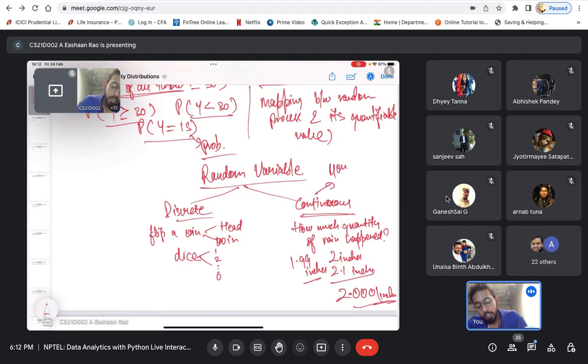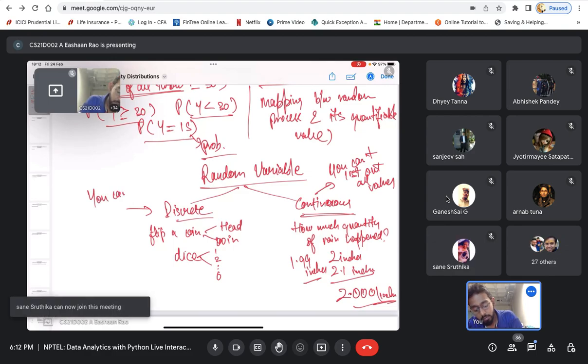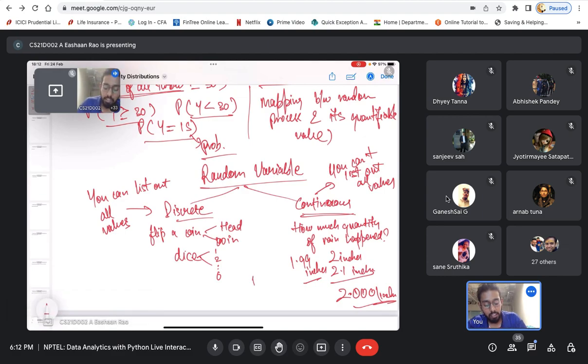You cannot list out all values. I will show you through one example. And discrete, you can list out all values. Even though you are talking in terms of lakhs and numbers, still you can list out. But if you are saying that a rain is happening and it's between 1.9 to 2 inches of rain, at that point also you have an infinite amount of numbers. That is something you can't even quantify, right?